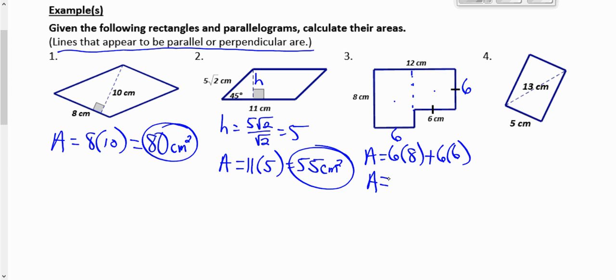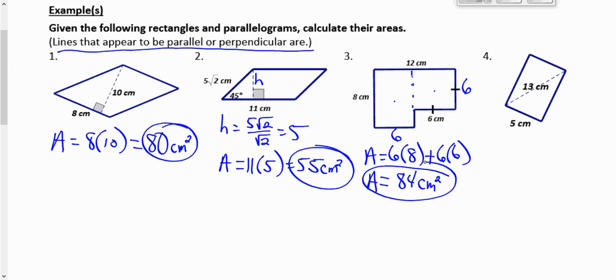48 plus 36 is what? 84 centimeters. 84 square centimeters. All right, the last one, 5 times 13. I got 6.